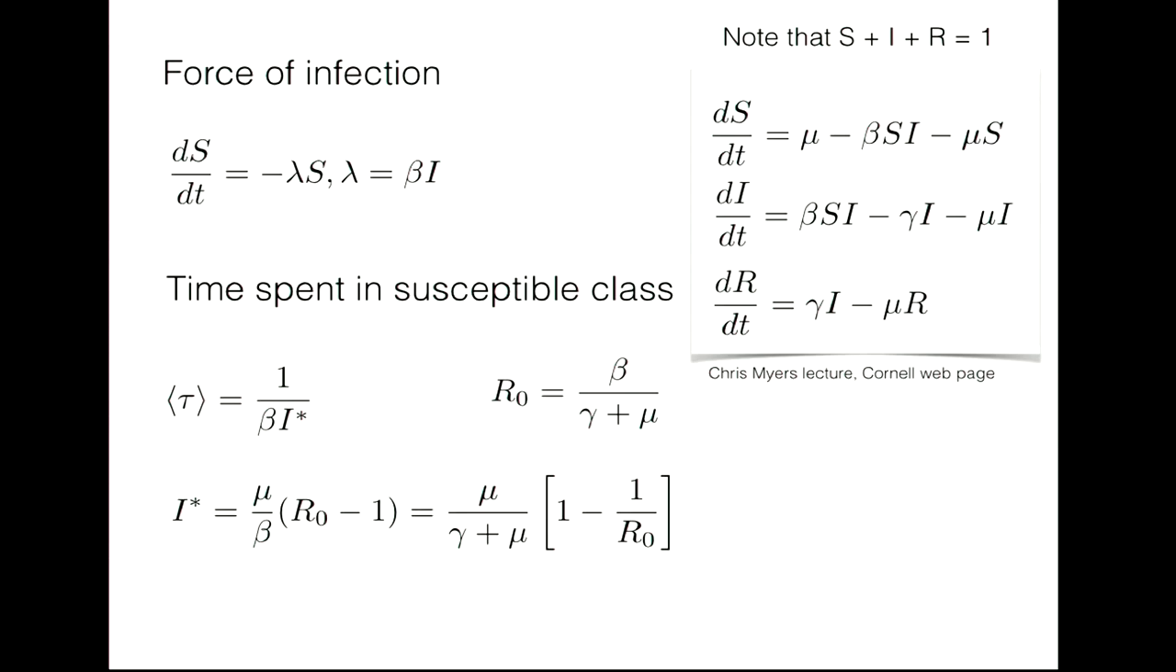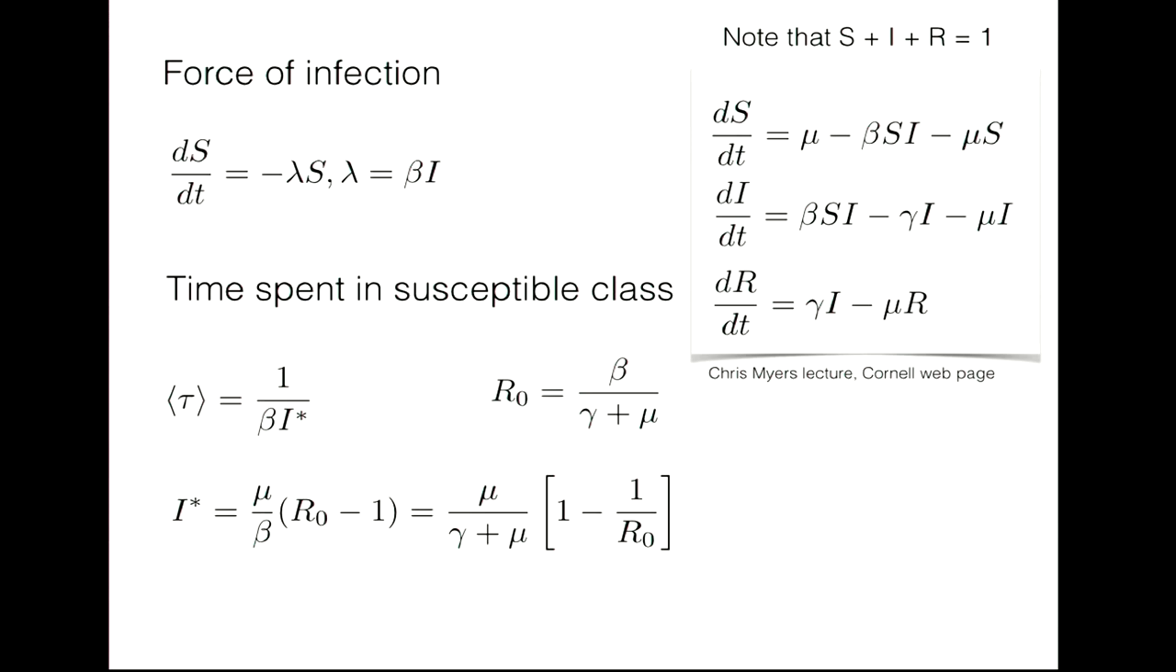If you look at this equation, dS by dt equals minus lambda S, this describes an exponential solution, a solution that decays exponentially. So the average time spent in the susceptible class before leaving the class is the inverse of that particular quantity, beta I, the inverse of lambda, because lambda is an inverse time scale, 1 by lambda is a time scale. So that gives me the average time spent in the susceptible class as 1 over beta times I star.